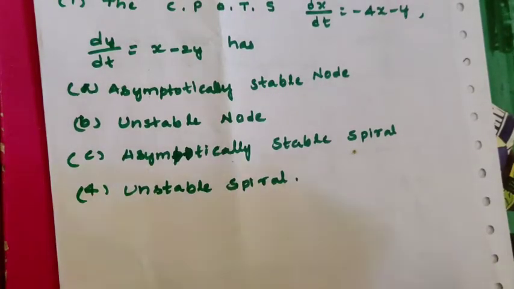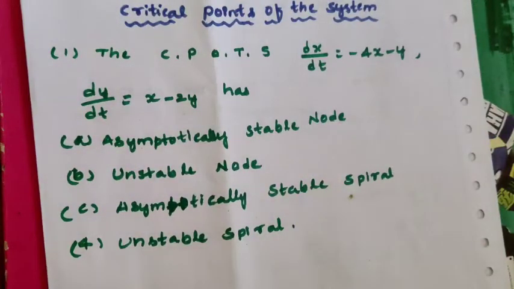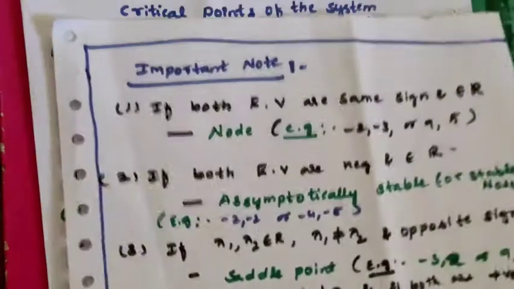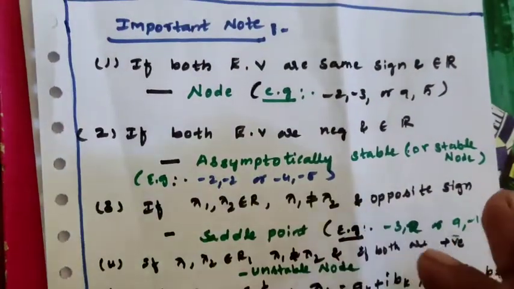This question, the critical points of the system, is based on the eigenvalues of the characteristic equation. First of all we have to construct a matrix, and then check what eigenvalues we get. The result depends on the eigenvalues. Then we have to check the nature of those eigenvalues. Now we have to see one important note.